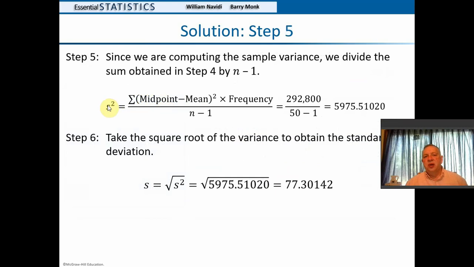And since we're talking about the sample, we divide by n minus 1, which was 50 minus 1. And then finally, this was the variance, the sample variance. We want the sample standard deviation. This is what we want to work with. This is our ultimate goal. These are the same units as the mean, so we can determine things, as we'll find out in a little while.